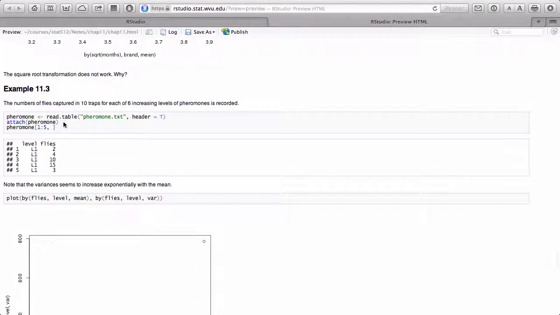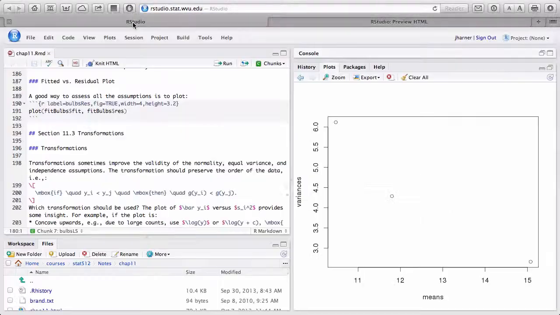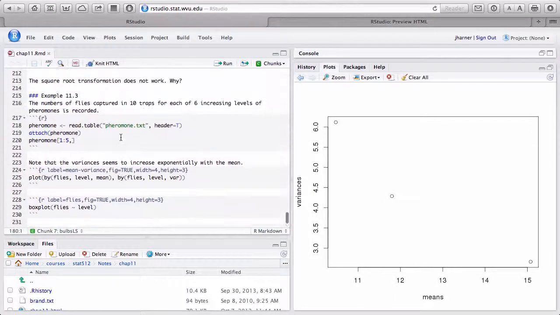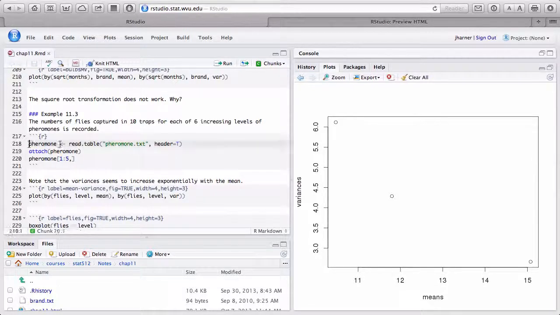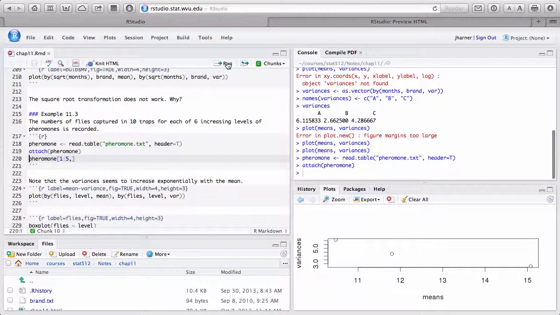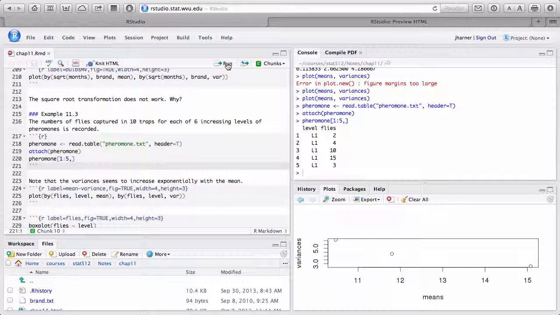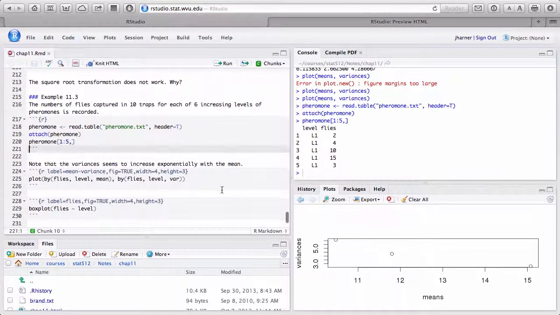Let's take a look at another example where we're looking at flies, and we're looking at 10 traps, and we have the 6 increasing levels of pheromone. And so we have this data, and I can take a look at this back in R, if I can find it. So I'm going to read the data in, and then I'm going to attach it, and there's the data. I think the levels go L1, L2 up to L6 or something like that. I think there were 6 levels. And then the actual number of flies, I don't know if there's a flies caught or what that actually represents.